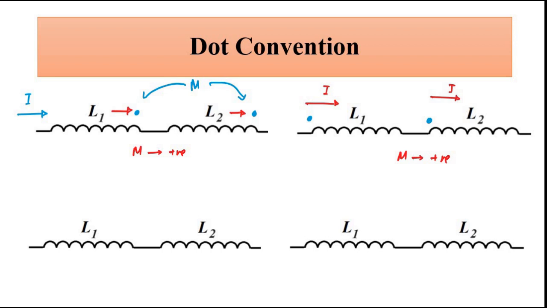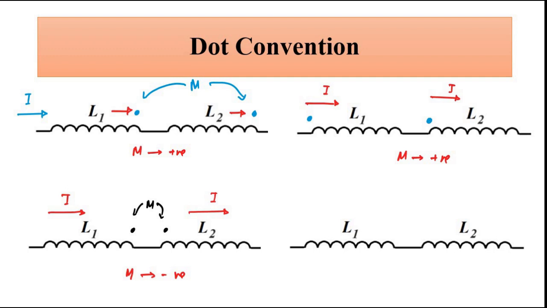Next, let's say one of the dots is placed here, the other dot is placed here, to denote mutual inductance. And here current is flowing in this direction. So in coil L1, the current is flowing into the dot. In coil L2, it is flowing away from the dot. So different directions with respect to the dot in both the coils. So here M will be negative.